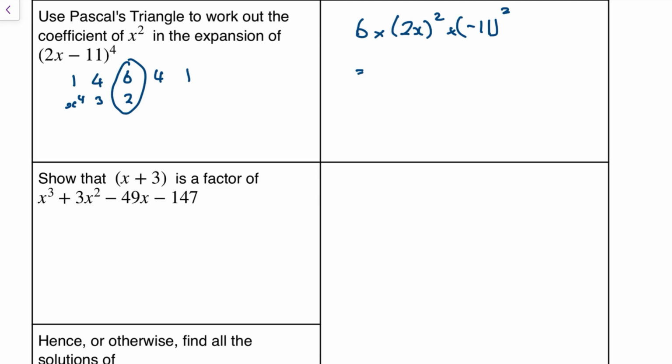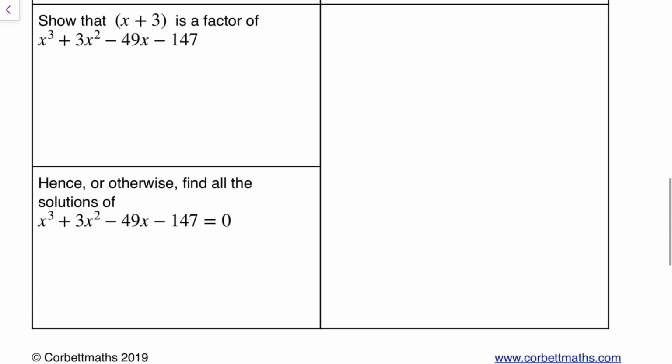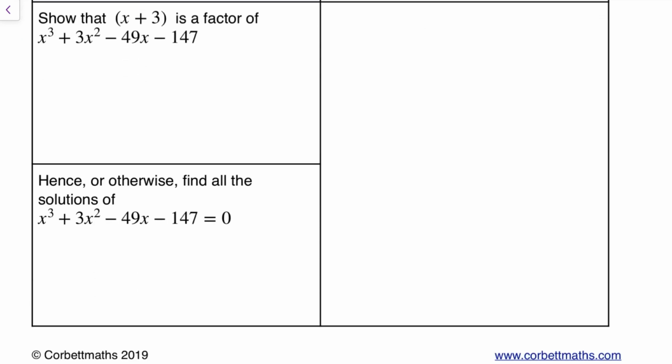So, let's just do my calculator. So 6 times 2 times 2 times 121 is 2904 x squared. So therefore the coefficient, because it wants a coefficient, the coefficient is 2904. That's the number before the x squared or the x cubed or whatever it might be. Next question.